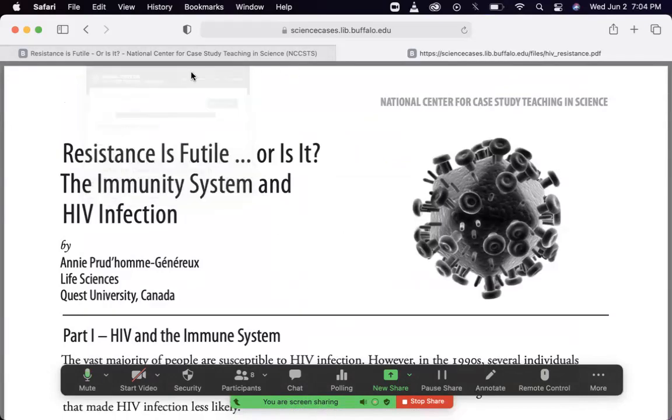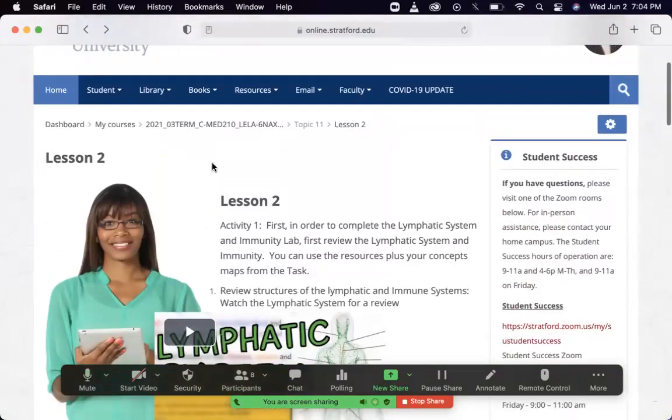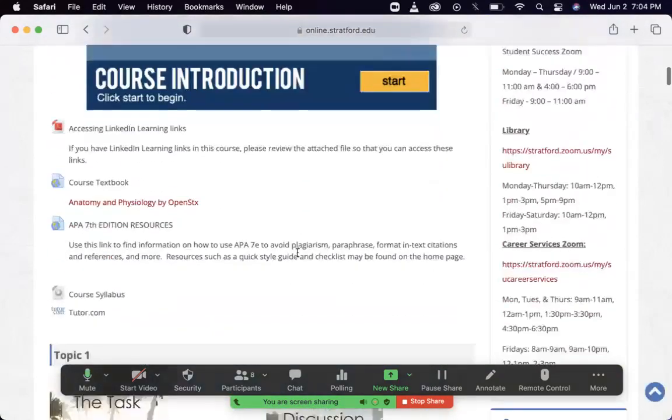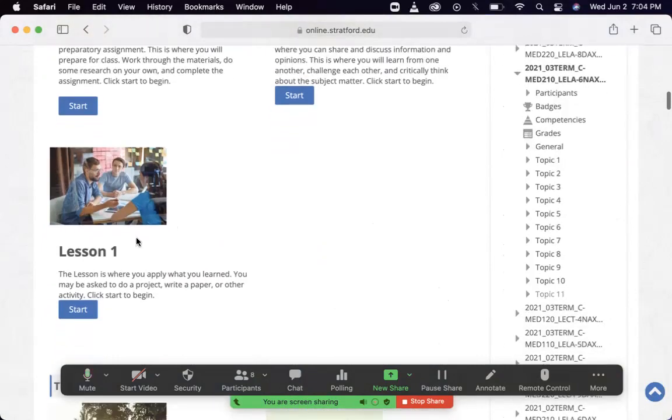So with that being said, let's go back. Does anyone have any questions on what is due next week? And of course, what's due today? And I'll look at it later tonight. Task 1, discussion 1, and lesson 1.